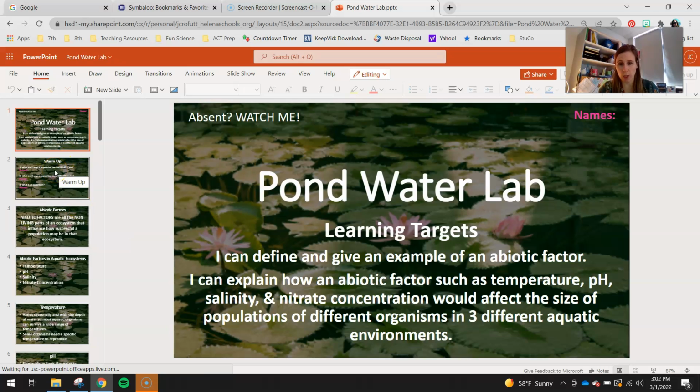So this is again the pond water lab. Your learning target: I can define and give an example of an abiotic factor. So in class we've been talking a lot about food chains and how different organisms can affect the size of other populations based on that food chain. One example of a food chain that we've been referencing a lot and will keep referencing is that whole sea urchin, green kelp, the moon jellies, the orca, the sea turtles, all of those.